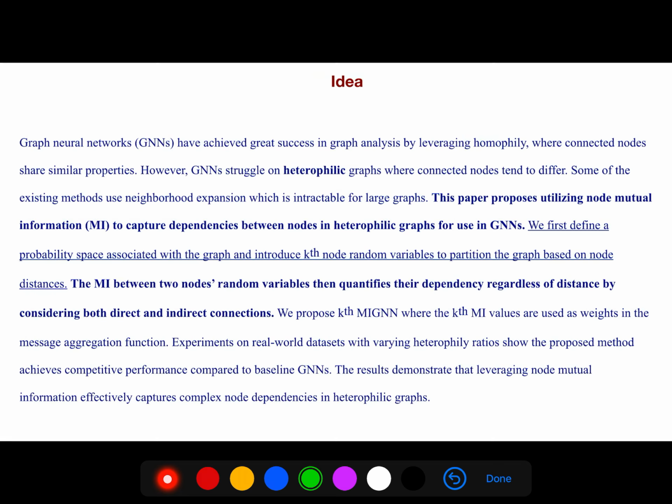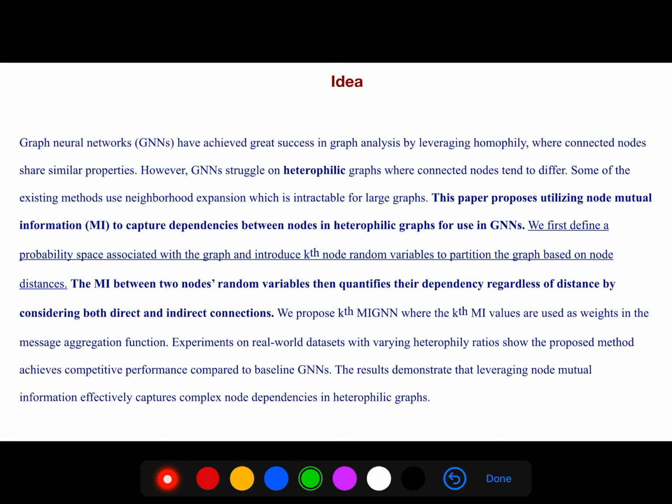Graph neural networks have achieved great success in graph analysis by leveraging homophily, where connected nodes share similar properties. However, GNNs struggle on heterophilic graphs, where connected nodes tend to differ. Some of the existing methods use neighborhood expansion mechanisms, which are intractable for large graphs. This paper proposes utilizing node mutual information to capture dependencies between nodes in heterophilic graphs for use in GNNs.